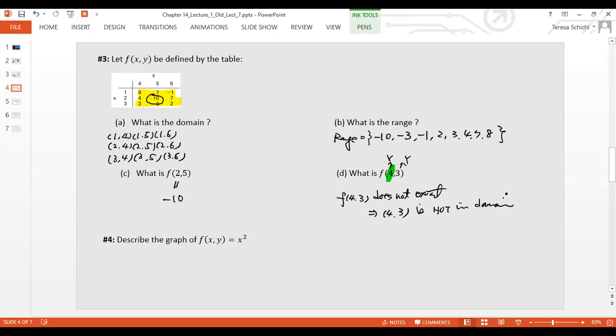Okay, so now number 4. Let's try to describe the graph. Remember, f of x, y is z, so z equals x squared here. Because y is missing, the graph has to be parallel to the y-axis. If you look at just the x-axis and z-axis, z equals x squared is a parabola.